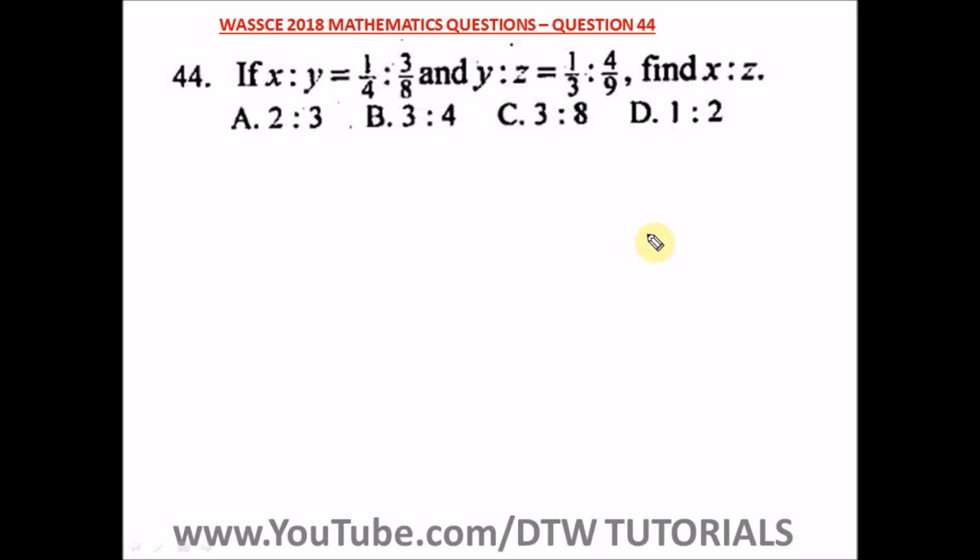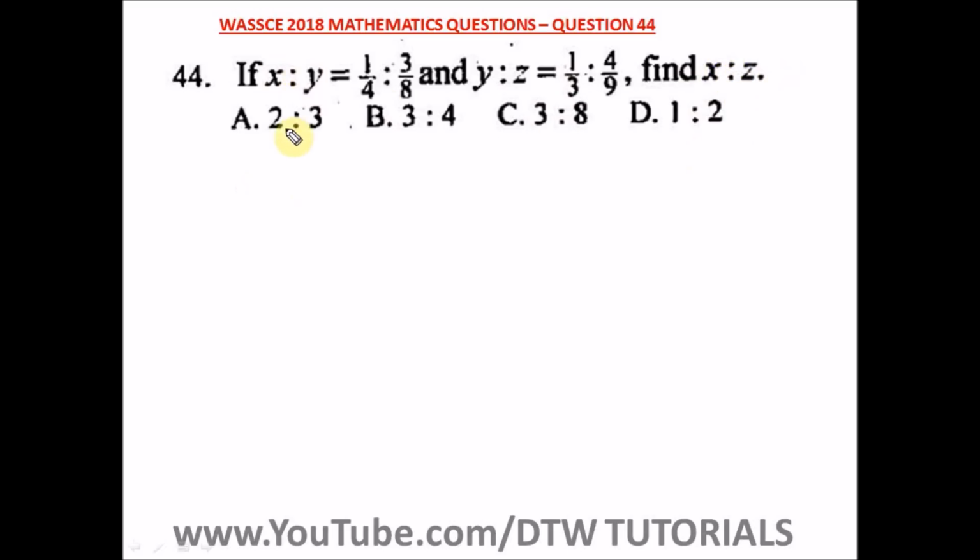Question 44 of the WASSCE 2018 Mathematics Past Question says, if x ratio y is equal to 1 over 4 ratio 3 over 8 and y ratio z is equal to 1 over 3 ratio 4 over 9, find x ratio z. Okay, so from these two expressions, let us find x. Let's make x the subject of formula from this expression, and let's make y the subject of formula from this expression. Then we would find x ratio z.